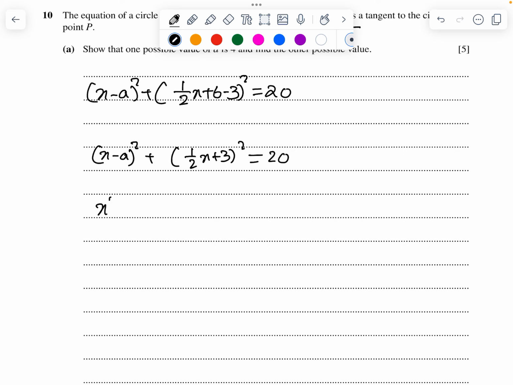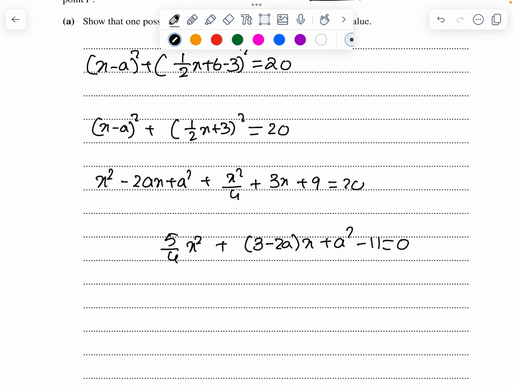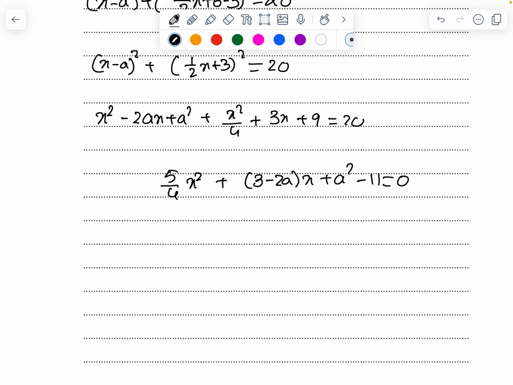So I expand it out. x square minus 2ax plus a square plus x square upon 4 plus 3x plus 9 equals 20. So I get a quadratic. Write it out, the quadratic: 5 upon 4 x square plus 3 minus 2a x plus a square minus 11 equals 0. Once I get this quadratic, then what should I do? This is a tangent. If it is a tangent, b square minus 4ac should be equal to 0.